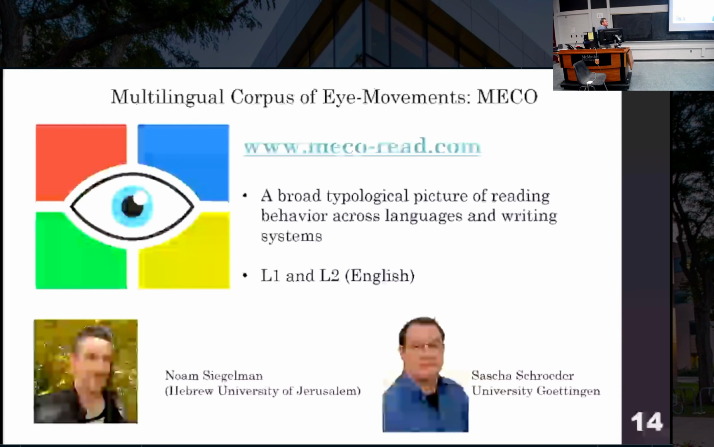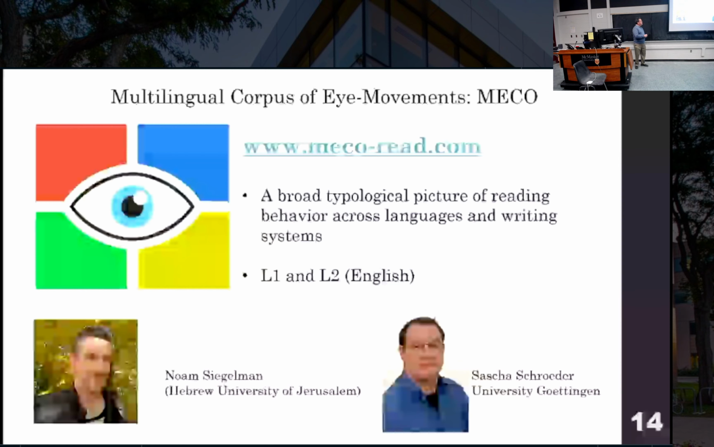So now finally we come to the centerpiece of this talk. It's the multilingual corpus of eye movements, or MECO for short. This is a project that we started together with Noam Siegelman and Sascha Schroeder from Israel and Germany, respectively. It's been going on since 2019, so about 6 years, but of course with the pandemic in the middle, during which we did not collect eye movement data. The idea was to collect eye tracking data on text reading, both in the first language of the reader and English as the second language. I mean, for Canadians, English was not the second language, but for most of our national samples, it was.